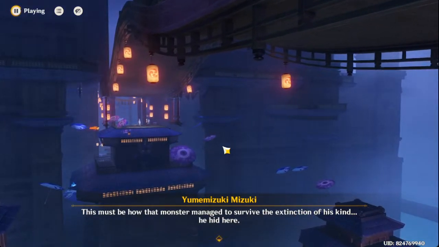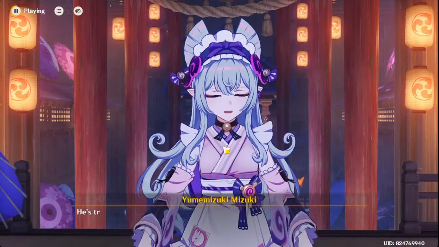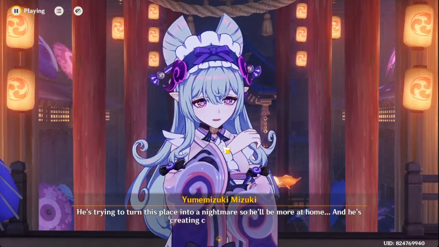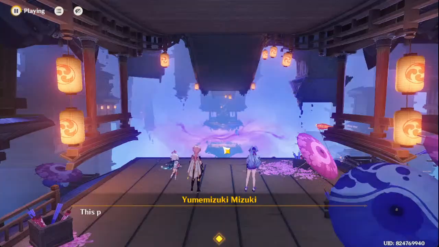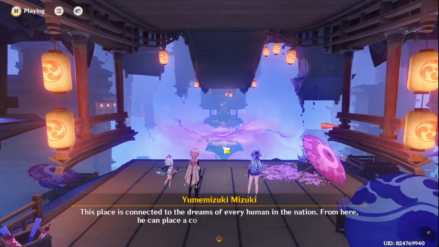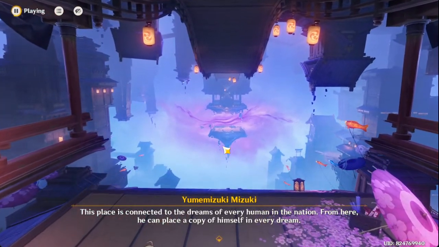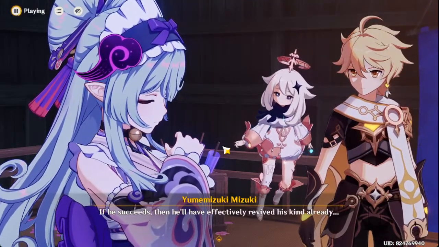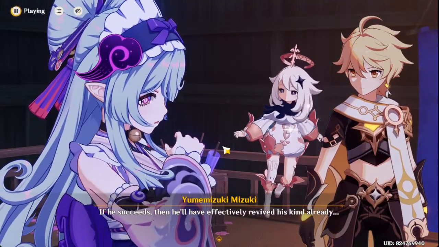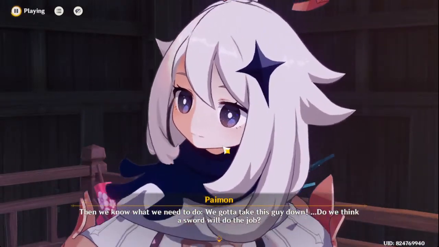This must be how that monster managed to survive the extinction of his kind. He hid here. Mizuki, that eye. He's trying to turn this place into a nightmare so he'll be more at home. And he's creating copies of himself. This place is connected to the dreams of every human in the nation. From here, he can place a copy of himself in every dream. If he succeeds, then he'll have effectively revived his kind already. Then we know what we need to do. We gotta take this guy down.